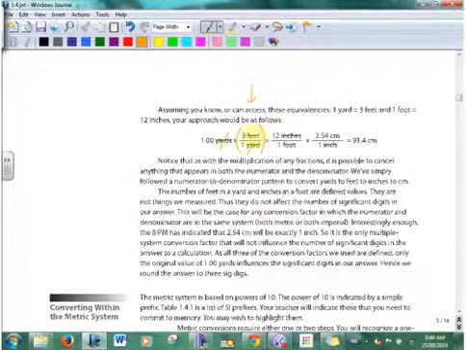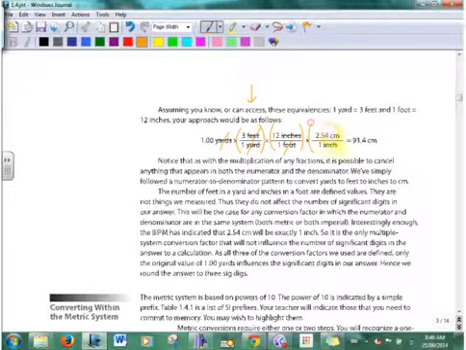Okay, I don't want feet. I want centimeters. How do I get rid of feet? I don't know how many centimeters are in a foot. But what I do know is 1 foot is 12 inches. Feet, foot, same thing. Cancels out. This is now in inches. This is 1 times 3 times 12. That's 36 inches. Okay? Keep going.